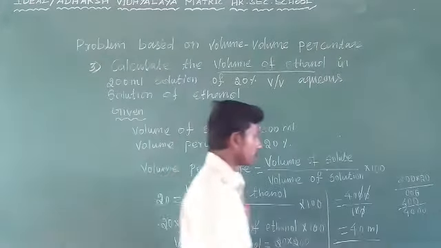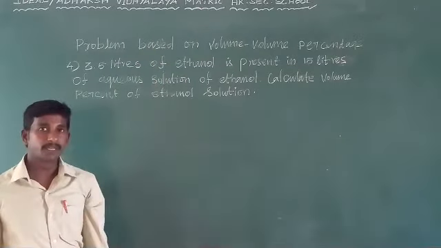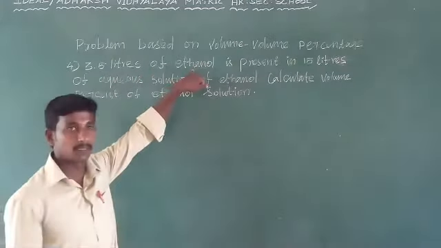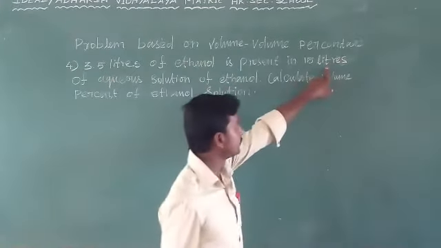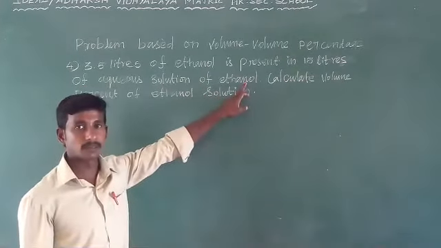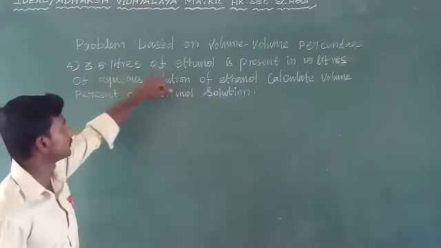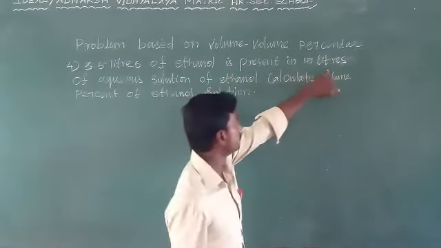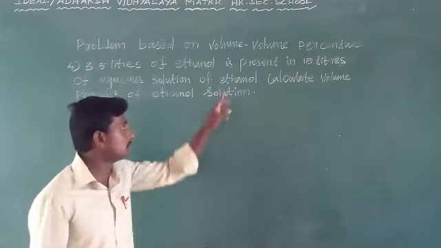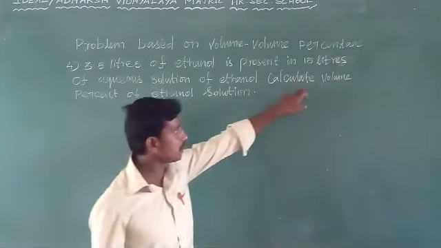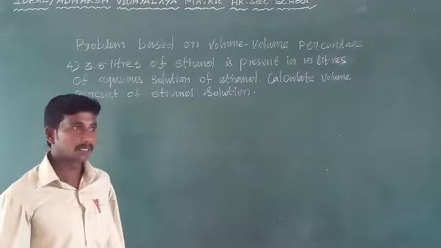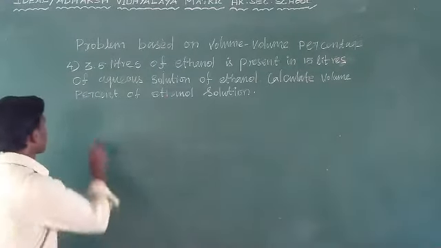The book back exercise problem based on this model: 3.5 liters of ethanol is present in 15 liters of aqueous solution of ethanol. Calculate the volume percent of the ethanol solution.